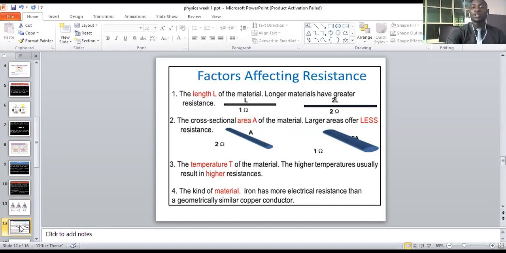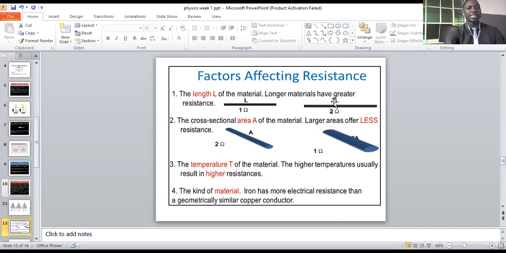Look at the diagram illustration here. The length of the material is directly proportional to the resistance. This is the first factor that affects the resistance of a material. That is, if there's an increase in length, look at it, the length here is 1 length and the resistance is 1 ohm.